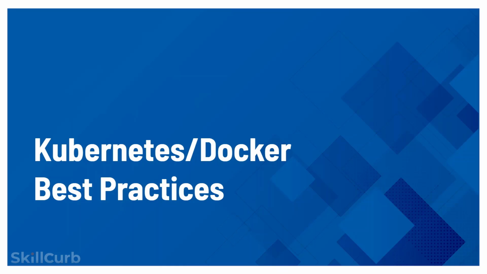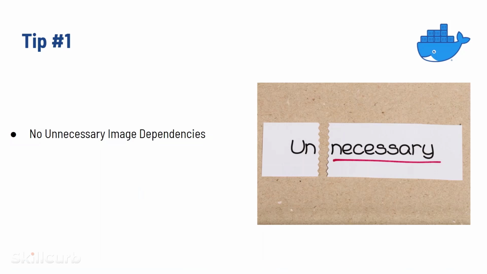Today, we're going to be discussing some of the best practices for developing using Docker and Kubernetes. Let's get started. The first best practice you should start implementing is not using unnecessary image dependencies in Dockerfiles.